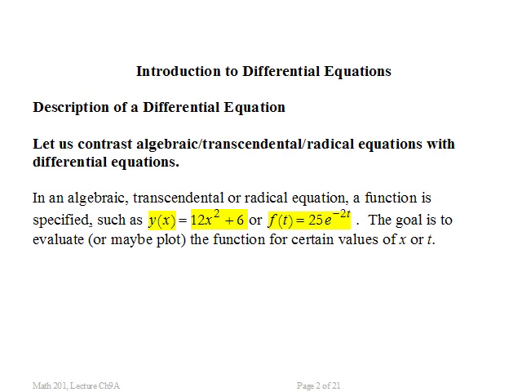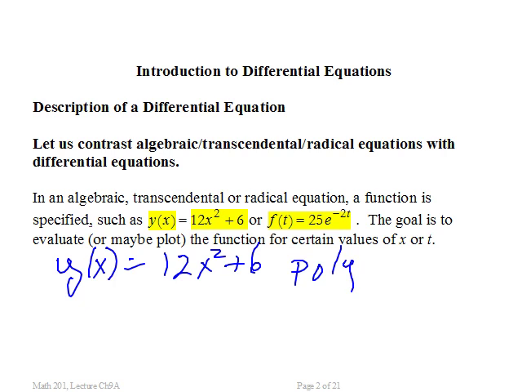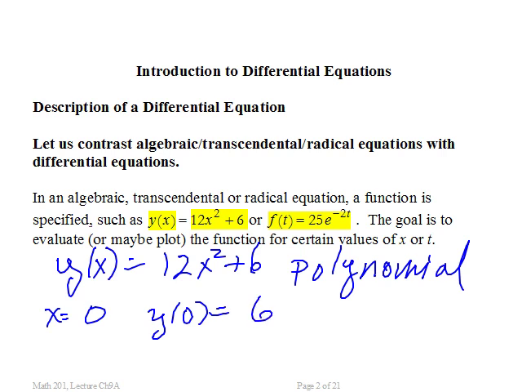of x or t. For example, say we know that y of x is 12x squared plus 6. In other words, we know that y, this function of x, is a polynomial. Then we want to evaluate it, say, at x equals 0. So y of 0, you put that into your equation, and you get 6. That is a specific value of the polynomial.